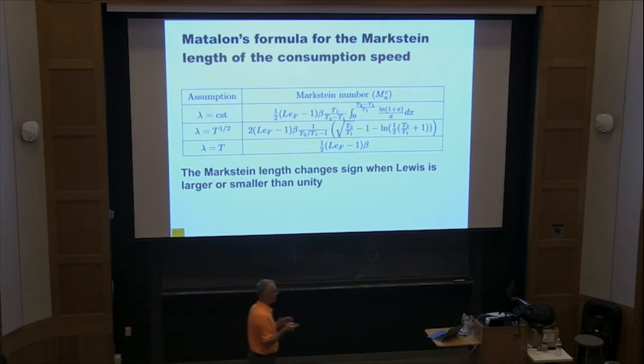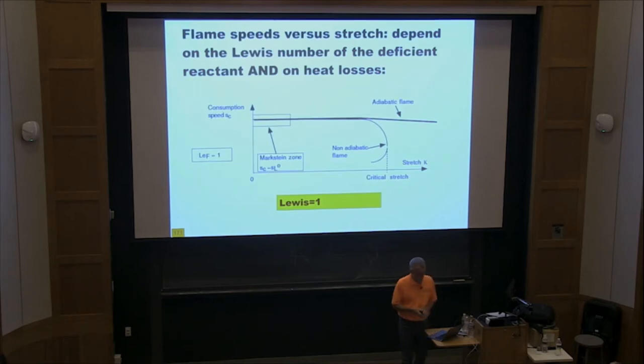And this splits really the world in two. Either the Lewis number is small, like for hydrogen, or it is close to unity, like for many other fuels. So let me give you results here coming from Forman-Williams' book.